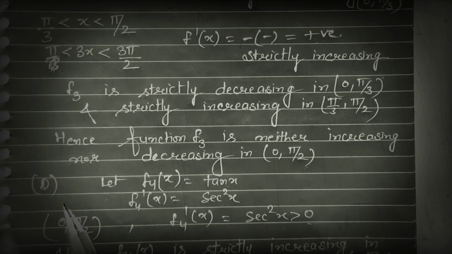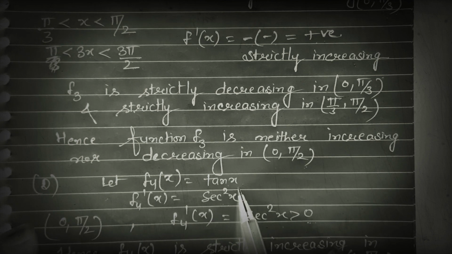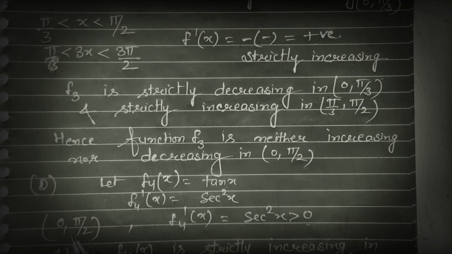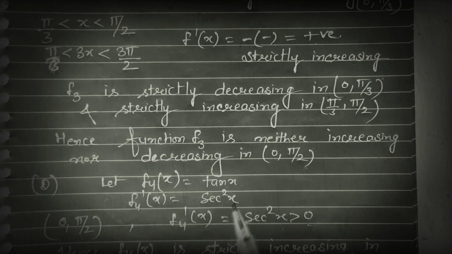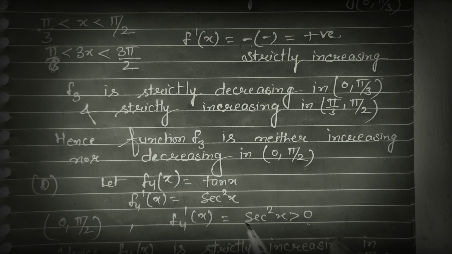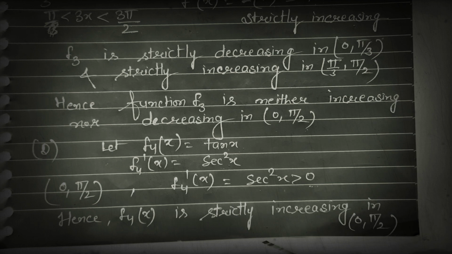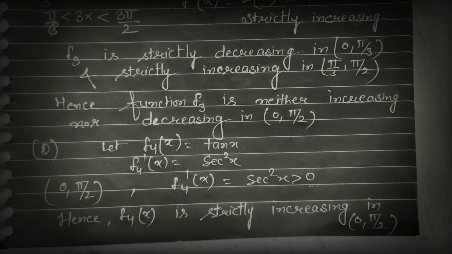So now come to D part. f(x) is equal to tangent x. Derivative of this will be secant square x, and we have to check the increasing or decreasing function in interval 0 to pi by 2. Here x lies in first quadrant, and secant is positive in first quadrant, its square is also positive, so that means function is strictly increasing in 0 to pi by 2.